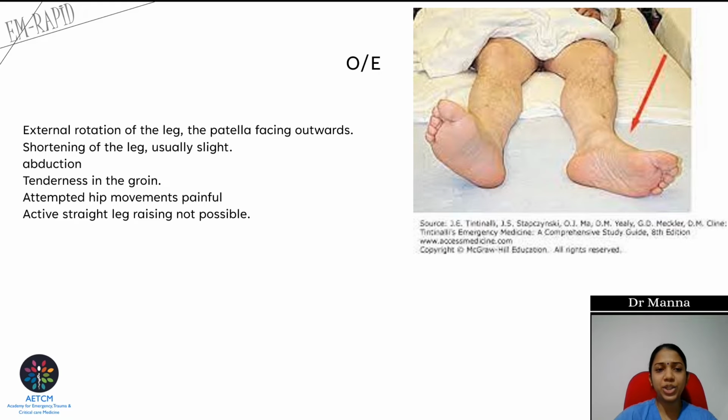And on examination, here we can see a figure. In that left lower limb, there is a neck of femur fracture. So we can see the limb is externally rotated and the patella is facing outwards, and there is shortening of the limb and it is abducted outside, and there might be tenderness in the groin region, and when we are attempting hip movements, it will be painful and the patient will not be able to do a straight leg raise.